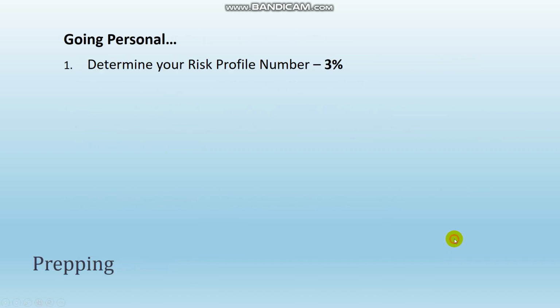First, let's determine your risk profile number. In our previous exercises, we used 3% because it is the number most commonly used among traders. If you prefer to be more conservative at first, then you may choose 1 or 2%. Greater than 3% is not recommended.